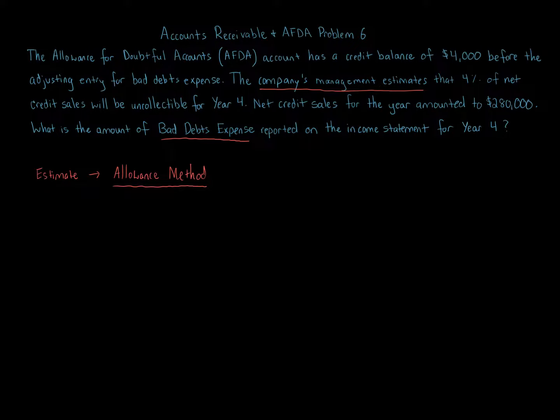We're told the company's management estimates that 4% of net credit sales will be uncollectible for the year. So we are using a percent of net credit sales to calculate how much bad debt expense should be recorded. Now, this is really important. Whenever we do percent of net credit sales, step 1, find the percentage. The percentage here, did you find it? It's 4%. We have our percentage.